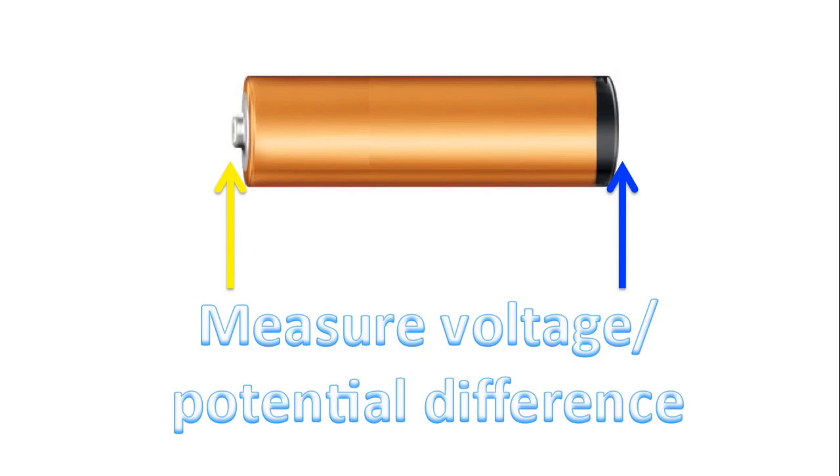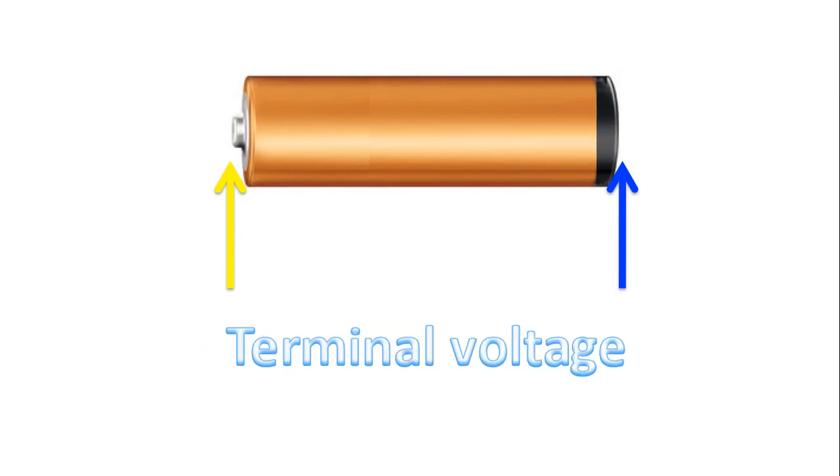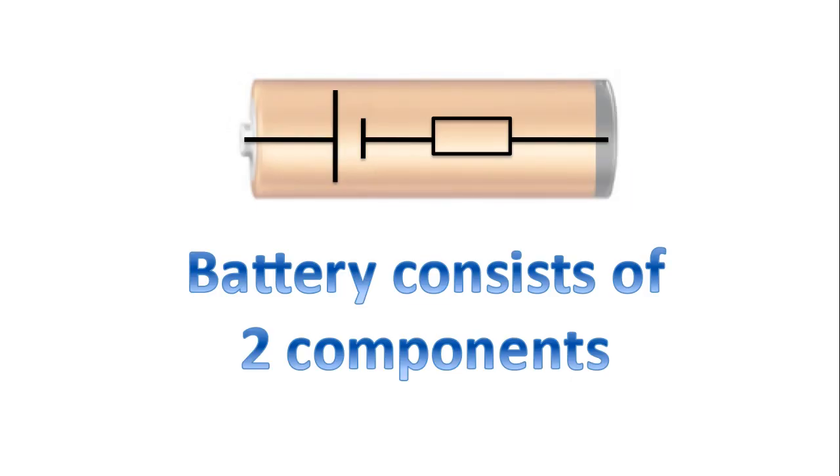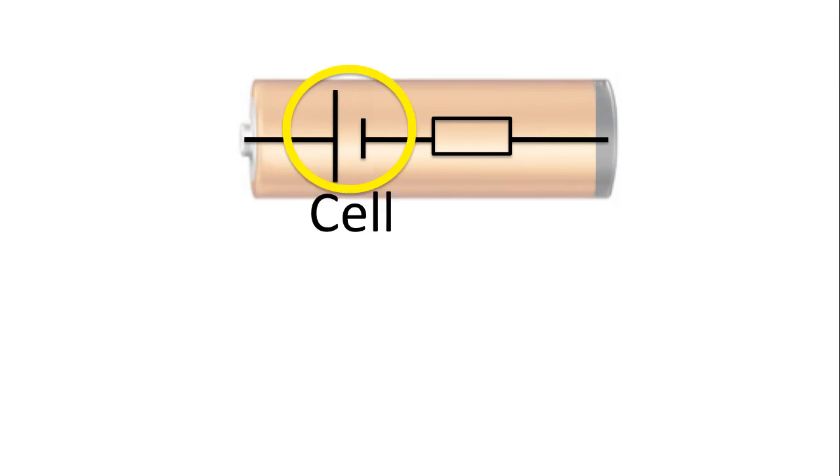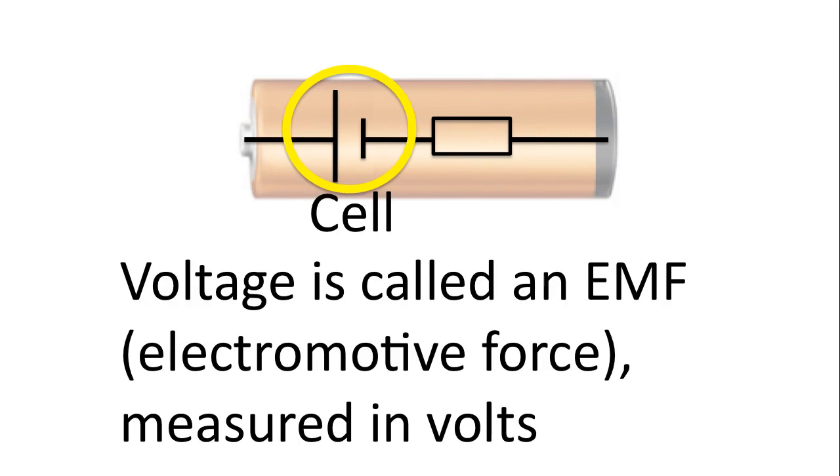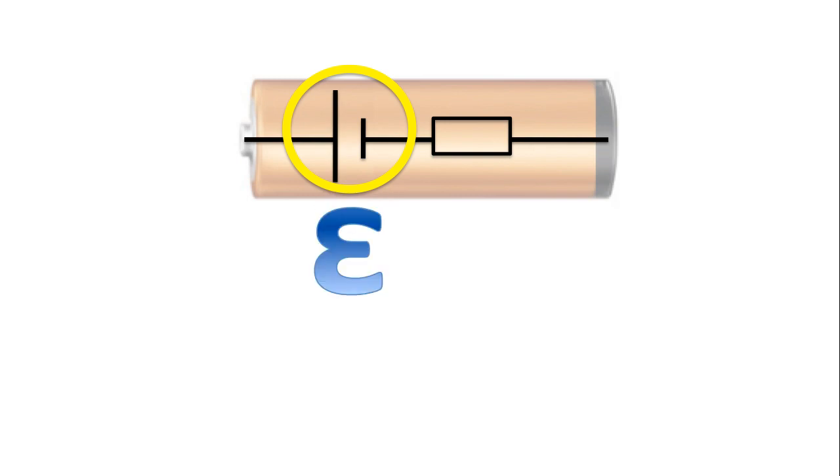When we measure the voltage or the potential difference from one end of the battery to the other, we'll refer to this as the terminal voltage. The symbol we'll use is V. The model that we'll be using for the battery consists of two key components. The cell. The voltage of the cell is called an EMF, the electromotive force, and it's measured in volts. The symbol we'll use to represent this is the Greek letter epsilon.